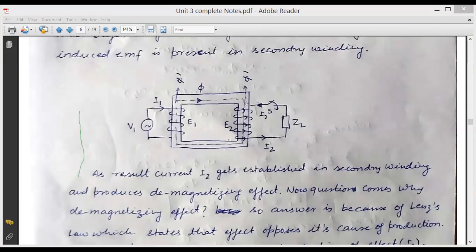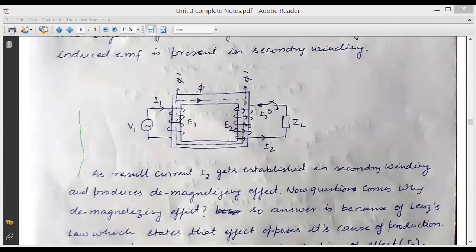As phi dash is produced, this will reduce the amount of the flux, causing an overall reduction of the flux in the entire core, and so in the primary winding as well. Since the flux established in the magnetic core is dropping, E1 will also drop, because E1 is minus N1 into d phi by dt.